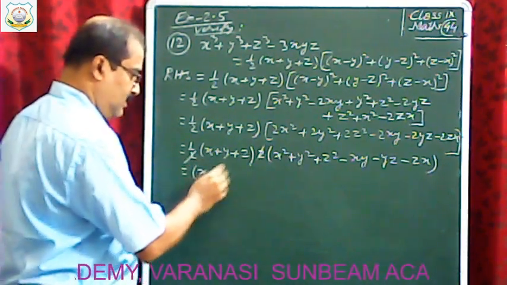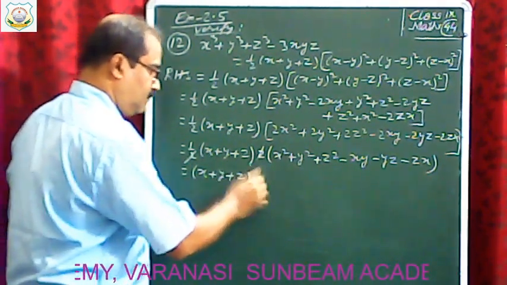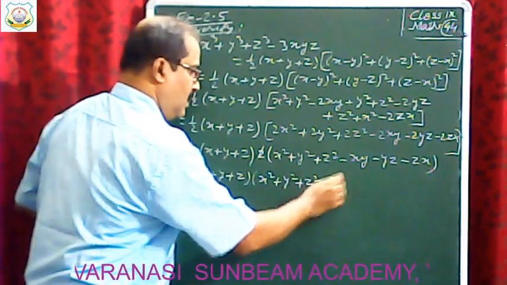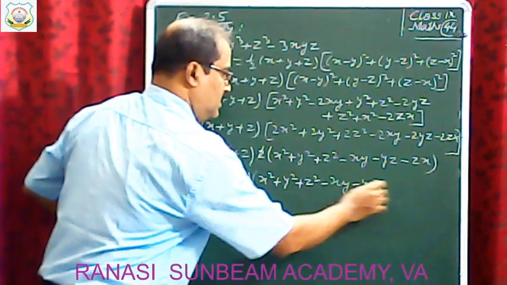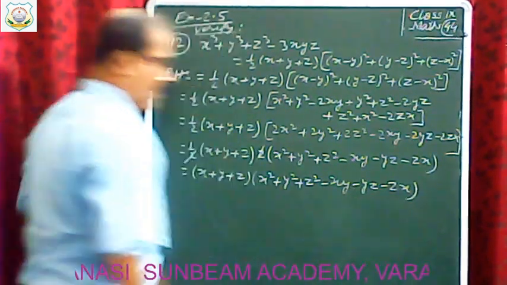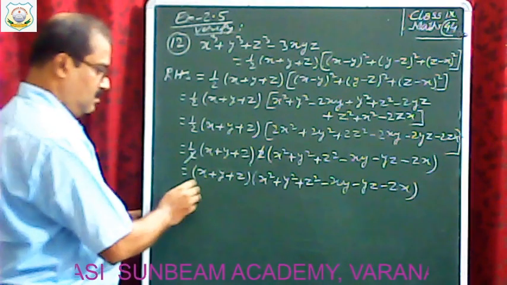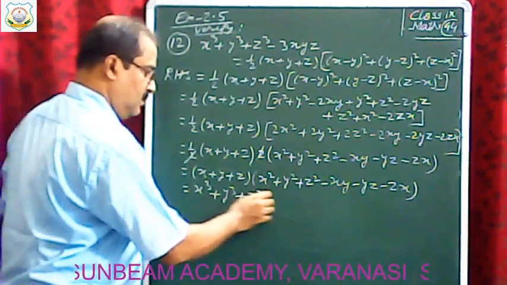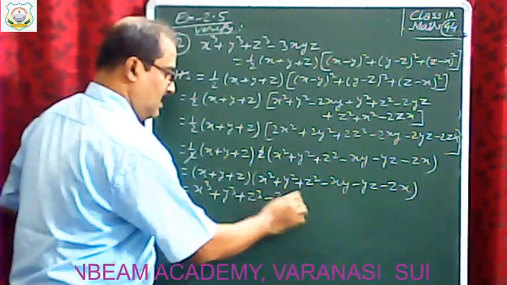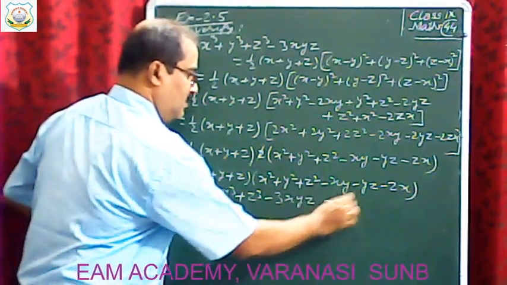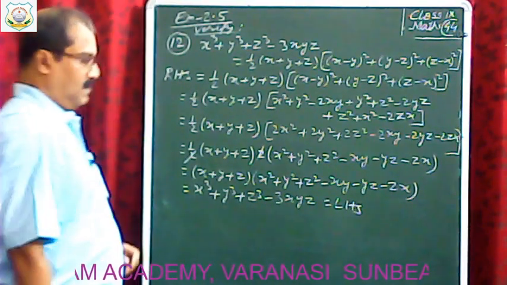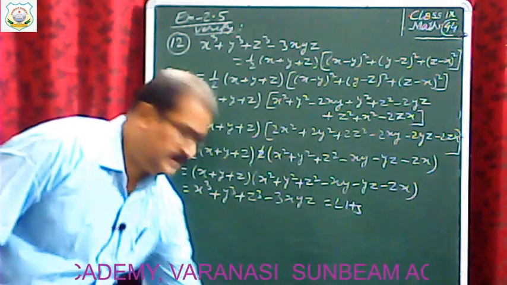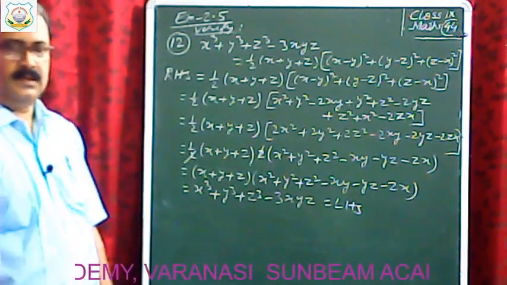The formula: x plus y plus z, x square plus y square plus z square minus xy minus yz minus zx. This is the formula of what? x cube plus y cube plus z cube minus 3xyz, that is equal to LHS. Okay, anyhow we have to show LHS equal to RHS. So simple but lengthy.